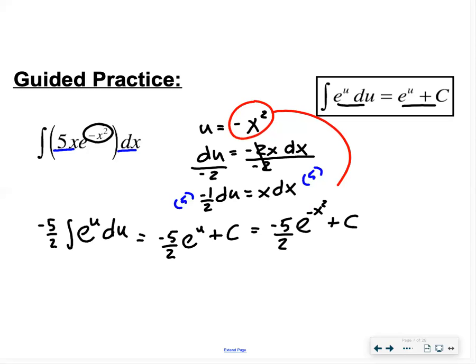All right, and at the very end though, because remember, we don't want negative exponents in our answer, so let's bring that in the denominator. So my final answer would end up being -5 over 2e to the x squared plus c.